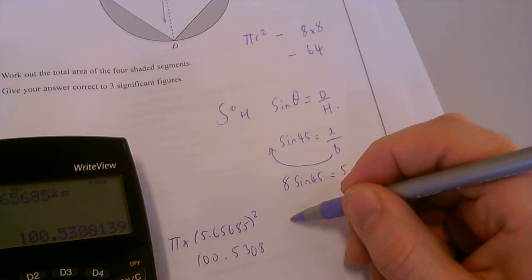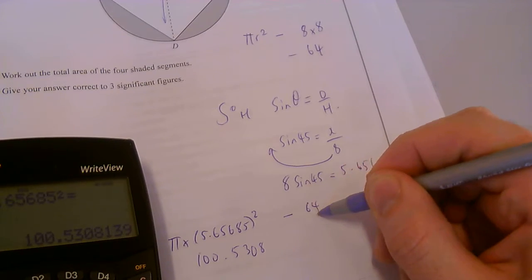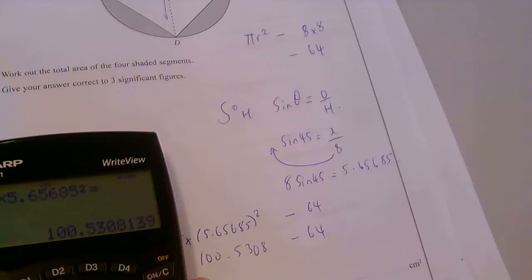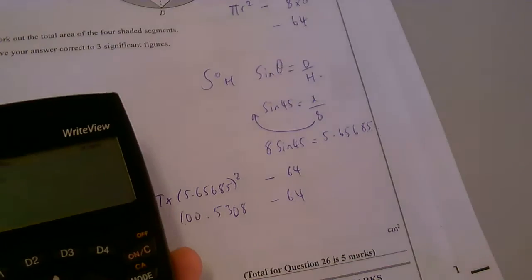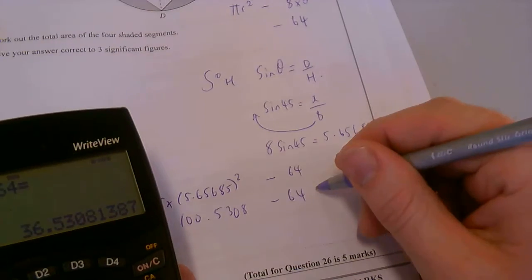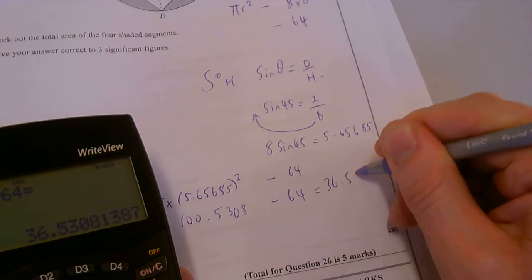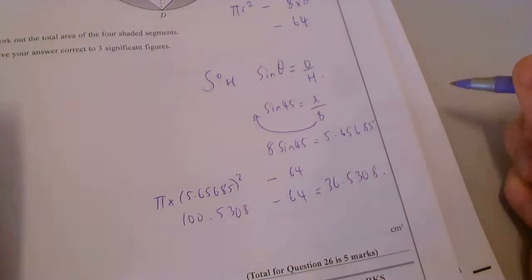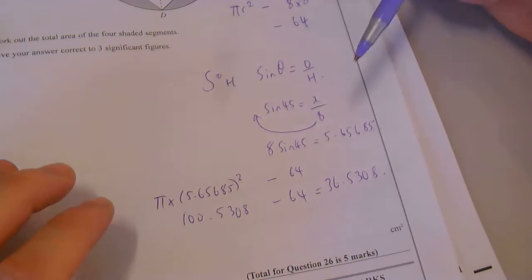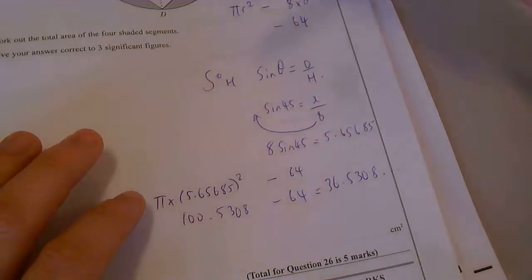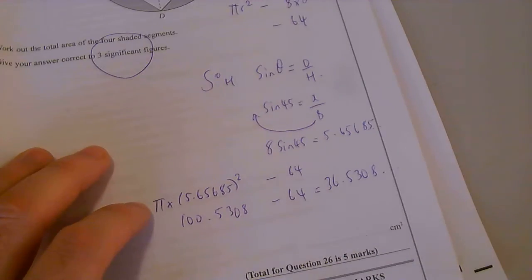Then I did say we would take away the square. So I'm taking that away now. And I get 36.5308 blah blah. So that is the shaded area, but it wants the answer to 3 significant figures.